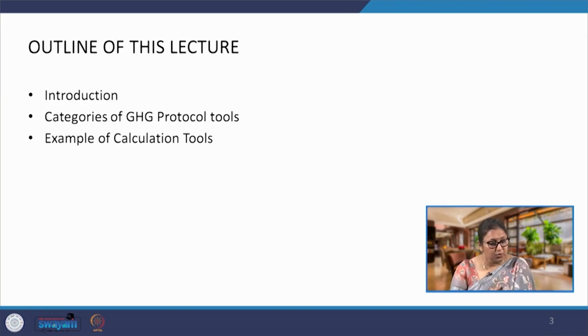In this lecture, we are going to look at the different categories of GHG protocol tools that are available, because we are largely going to be talking about the calculation tools, and we will look at examples of calculation tools. I am going to be picking up one tool which is available online by UNFCCC. It is a comprehensive, cross sector tool which can be used by any business, but it is also generic and may not be very specific to the business. So, it may not be of use to a lot of businesses, and also an individual GHG emission calculation tool. So, that is what we are going to cover in this lecture.